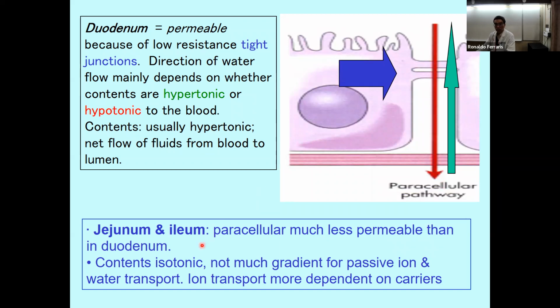In the jejunum and ileum, this pathway is now much less permeable than in the duodenum. The contents are isotonic. So therefore, there is not much gradient for passive ion and water transport. And ion transport becomes more and more dependent on transporters. Remember, ions in solution are charged, and so these are very highly hydrophilic, and they don't cross the apical membrane.